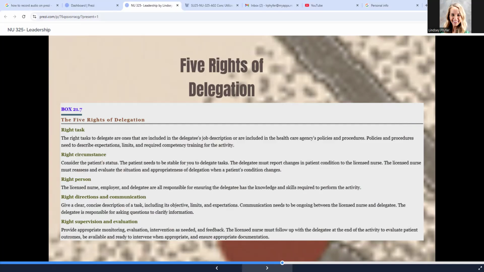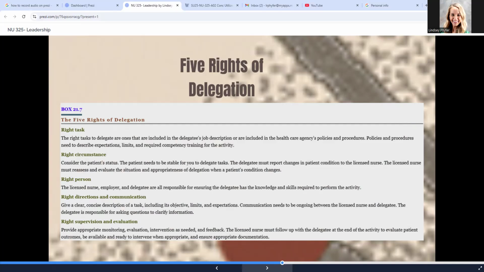It's also important to note with this that the delegatee must report changes in the patient condition to the nurse. And the nurse must reassess and evaluate the situation and the appropriateness of delegation when a patient's condition changes. So ultimately, at the end of the day, that goes back to nurses being able to make autonomous decisions. So the nurses need to keep a close eye on the patient's condition to identify in what instance delegation should not take place.